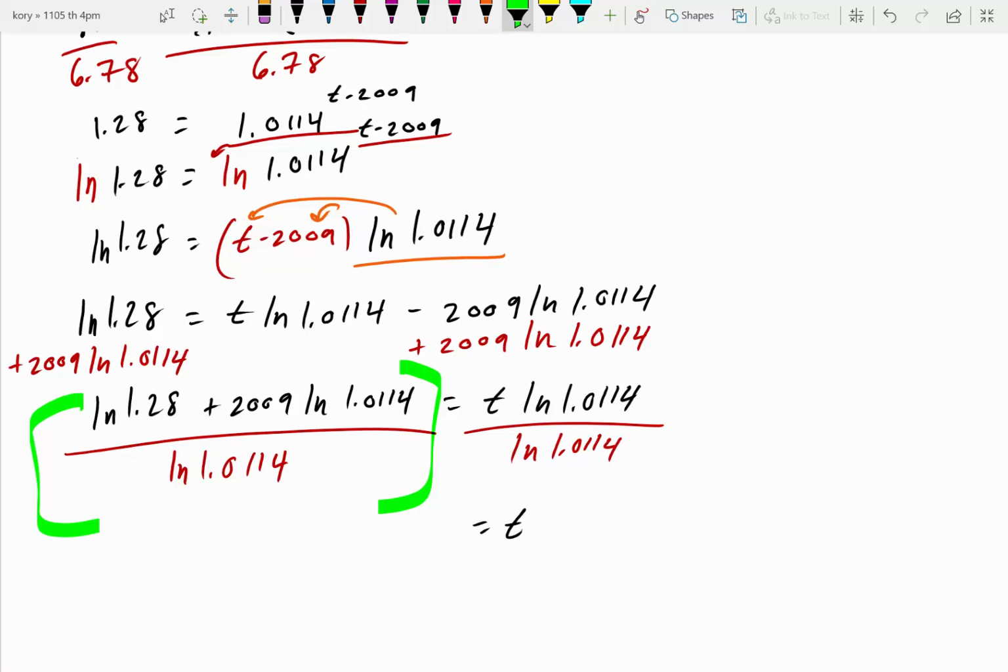So the part I highlighted, that's the exact answer. But does that exact answer tell you what year that is? No, right? So you need to use your calculator. Once you guys are ready, I'm going to pull the calculator up and show you how to plug this into your calculator.